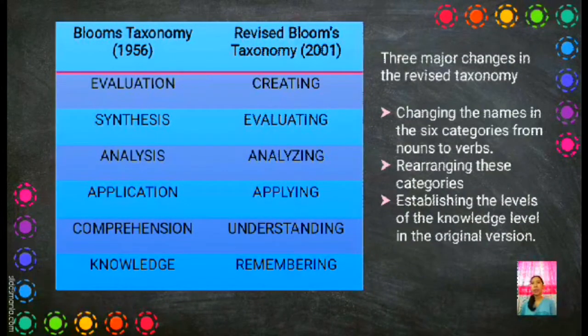So we have here Bloom's taxonomy, the old version and the revised one. Under Bloom's taxonomy of 1956 are evaluation, synthesis, analysis, application, comprehension, and knowledge. And under the revised Bloom's taxonomy of 2001 are creating, evaluating, analyzing, applying, understanding, and remembering. As you can see in the table, there are three major changes in the revised taxonomy.